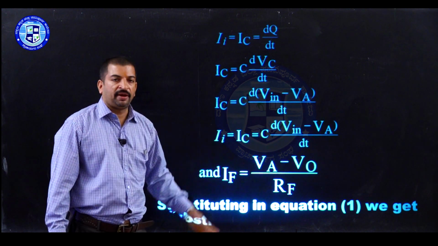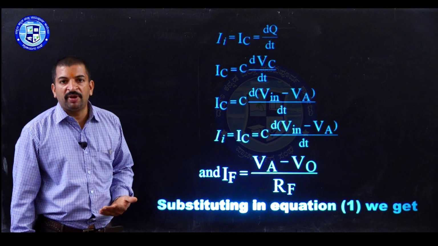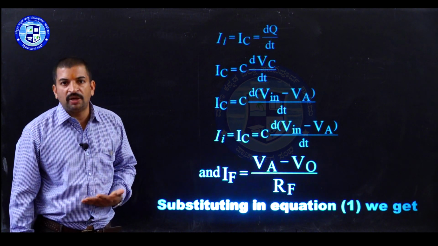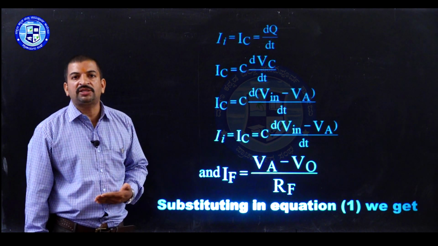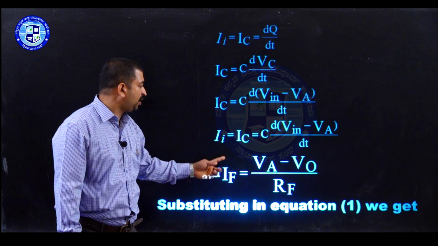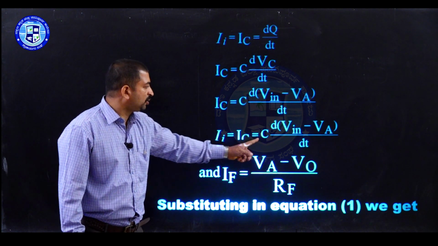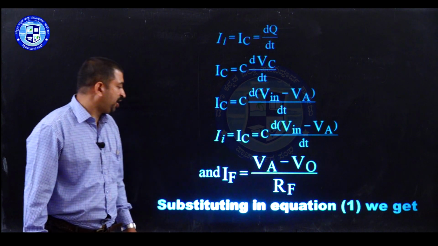Now what's the value of VA? VA is equal to 0 because node A is at virtual ground. So since the voltage at node A is equal to 0, we can write IC equal to C into dVin by dt.